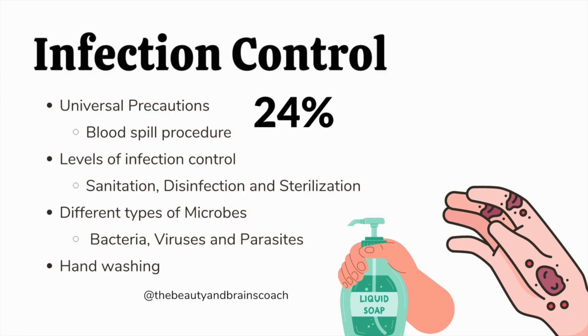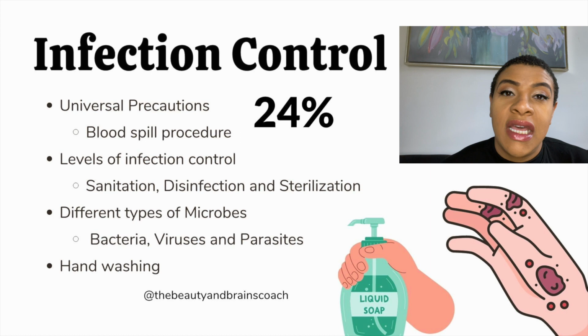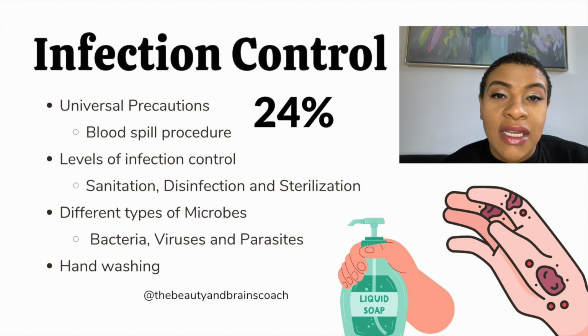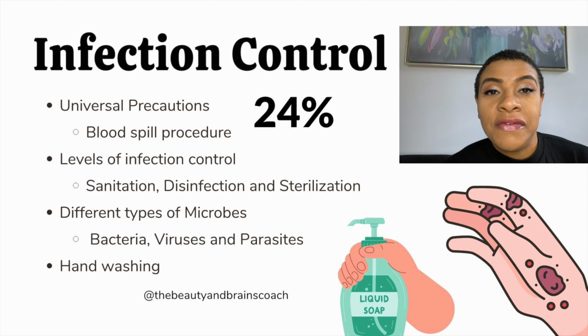Infection control is worth 25% of your test here in Ohio. So it's important that we know universal precautions. Universal precautions means, hey, if I cut myself or I cut my guests, what am I going to do all the time? The different levels of infection control: sanitation, disinfection, sterilization, the different types of bacteria. How do we keep our clients safe? How do we keep ourselves safe? What's the difference between a bacteria, a virus, and a parasite? So these are the areas that I will focus on for infection control. Make sure we know our hand washing rule that goes under universal precautions.